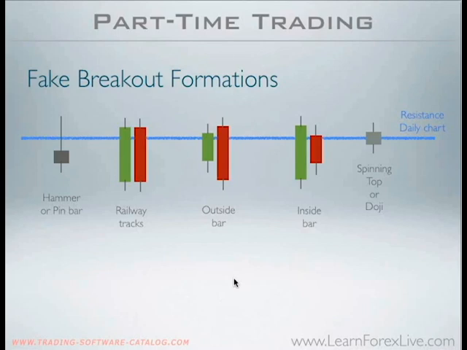in order to not overstretch this presentation, I'm just going to pick the hammer formation and explain the fake breakout formation. Again, just taking the hammer as a case example. But you can absolutely apply exactly the same principles to also railway tracks, outside bars, inside bars, etc. For the sake of simplicity, I'm going to explain the whole thing under a hammer or pin bar, and you can simply apply the same principles to all the other different candlestick formations.